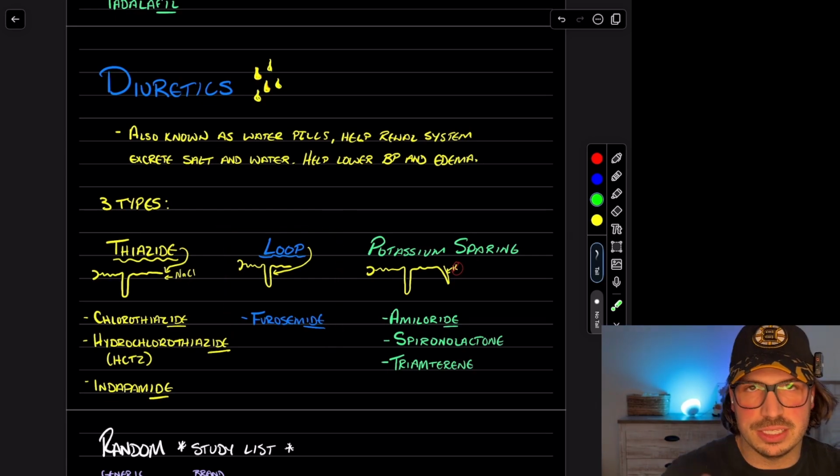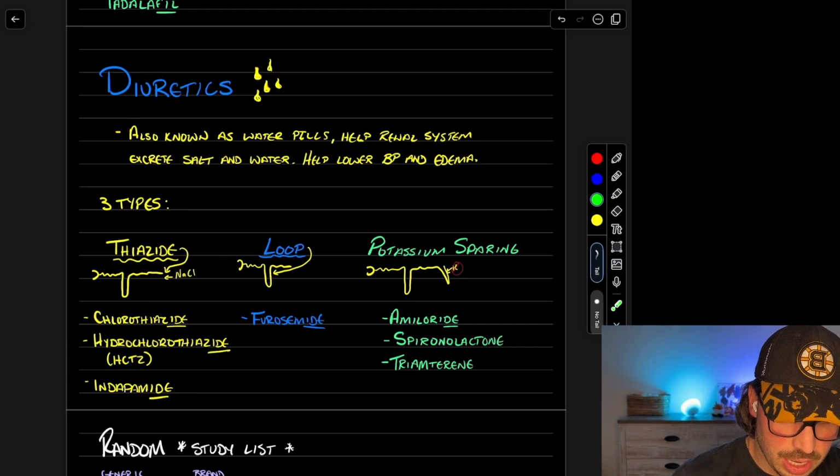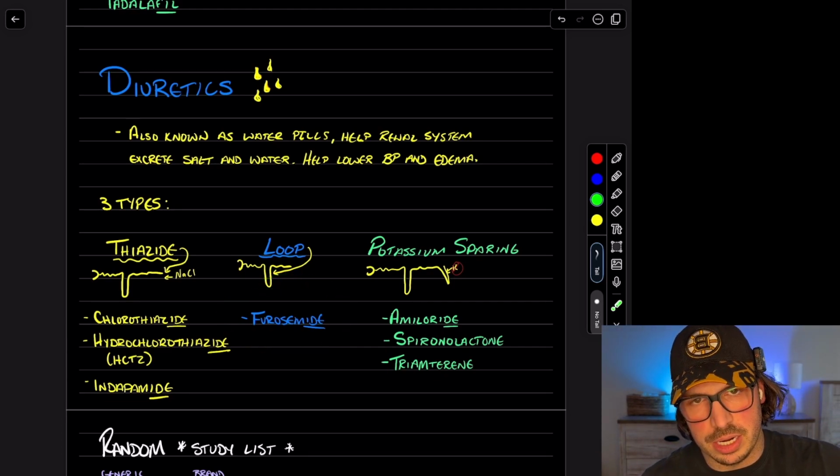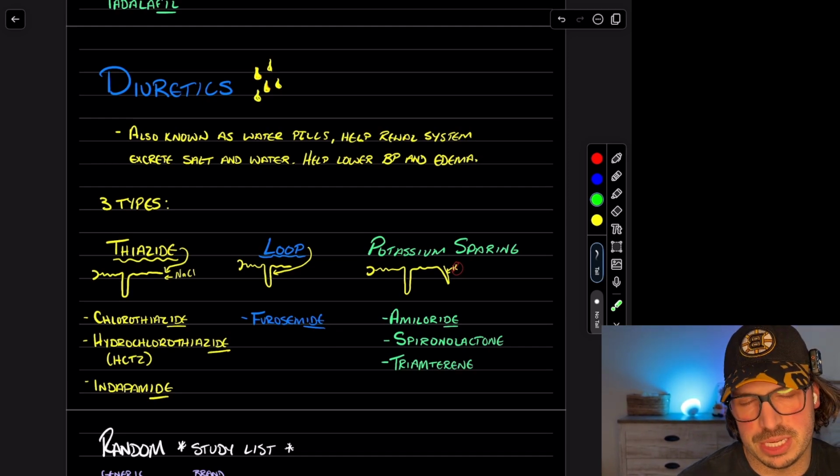diuretics, they work on the ascending part of the loop of Henle, so where it comes back up into the distal part. And the big one that we see is furosemide. That's a very common medication you'll see prescribed. And then finally, we have what's called potassium sparing.